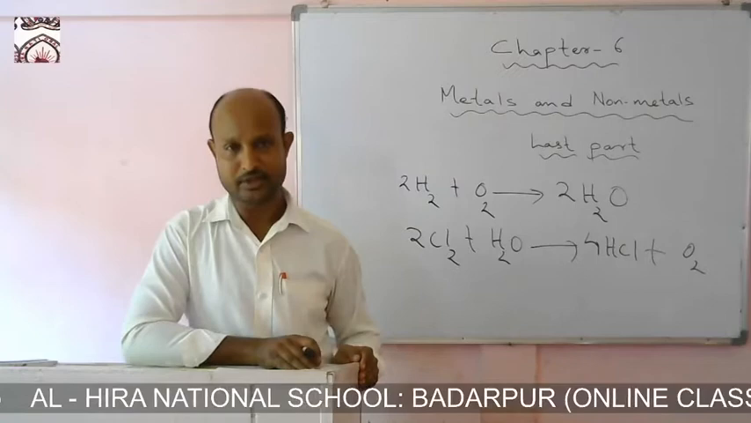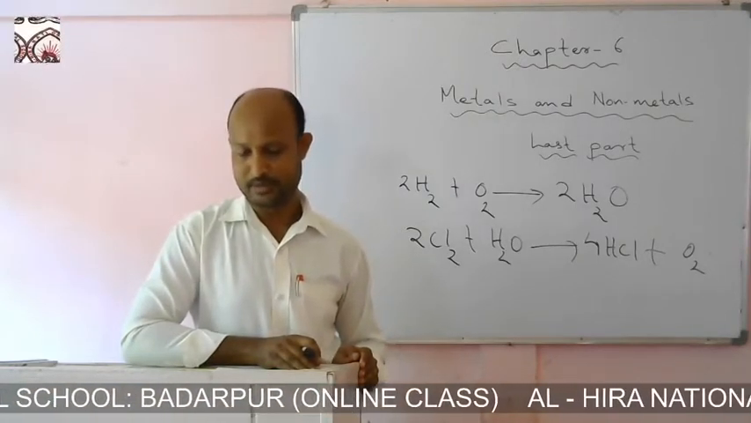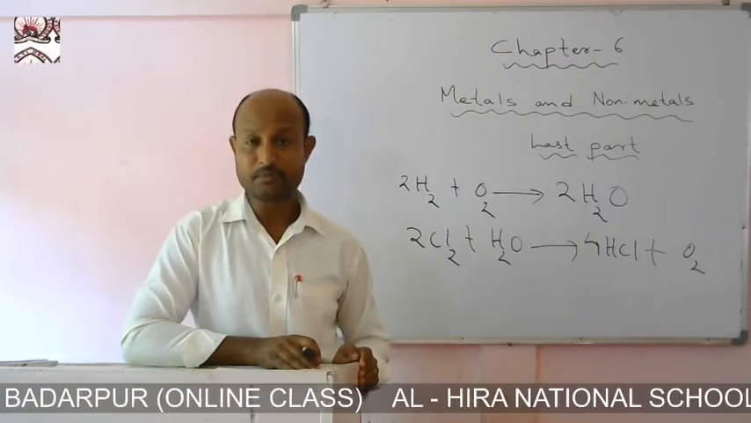Secondly, you have got nitrogen. It is also another non-metal. It is used to manufacture proteins in the case of plants.